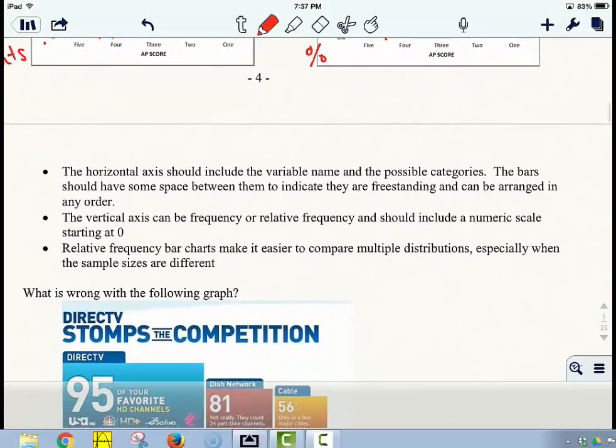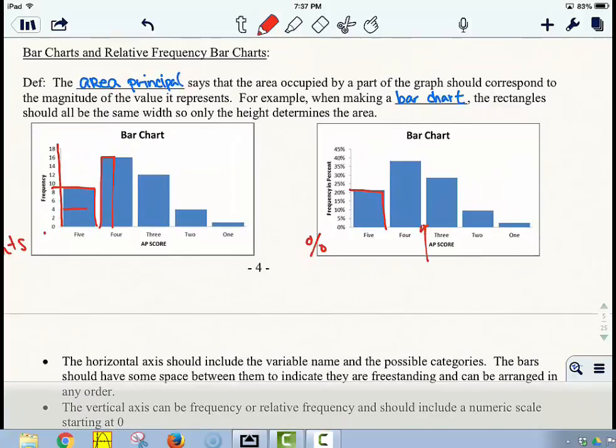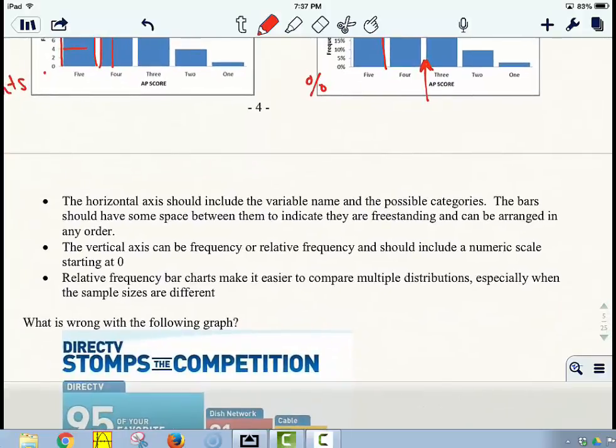Here are some hints. The horizontal axis should include the variable name and the possible categories. The bars should have some space between them to indicate they are freestanding and can be arranged in any order. I.e., do not make these touch. That is something else. Okay, that is a histogram, and we'll talk about that later. The vertical axis can be frequency or relative frequency and should include a numeric scale starting at 0. We'll talk about why that's the case.